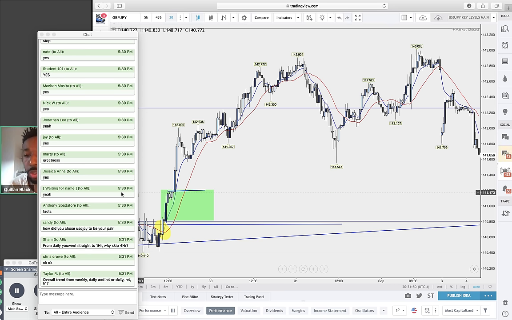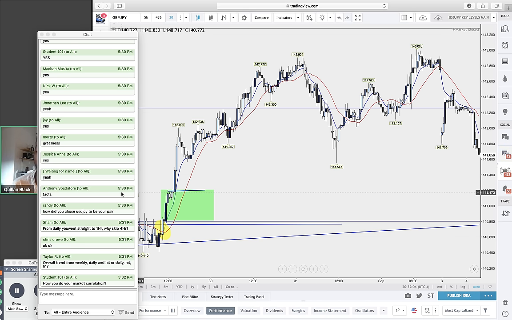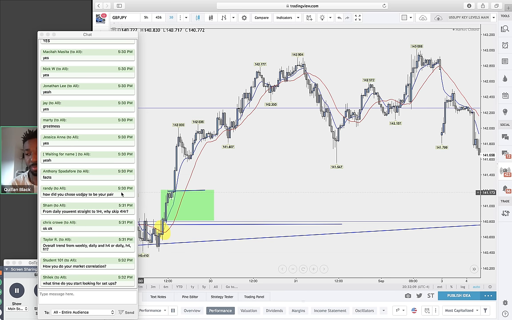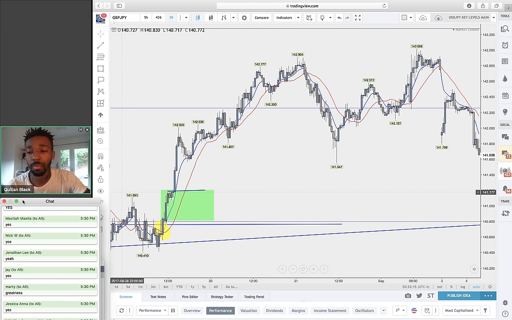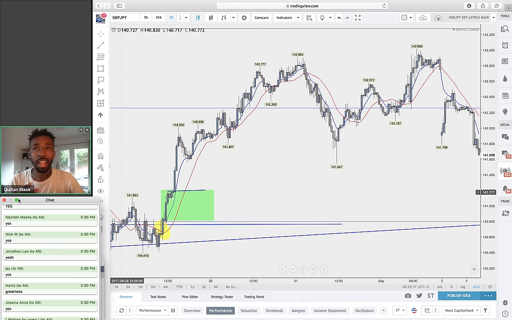How did you choose USDJPY to be your pair? Personally, I used to do AUDUSD. If you guys have been following me for a while, I was doing AUDUSD for an entire year, from when I first started trading until last year September or October. Then I noticed that I'm analyzing a lot faster and a lot more accurately in fast markets.